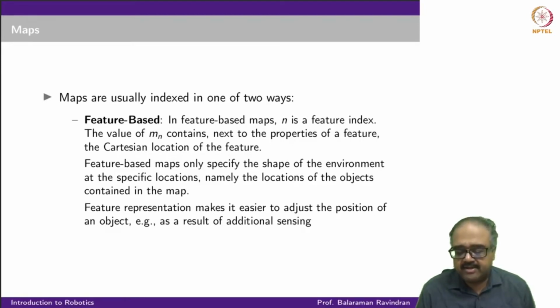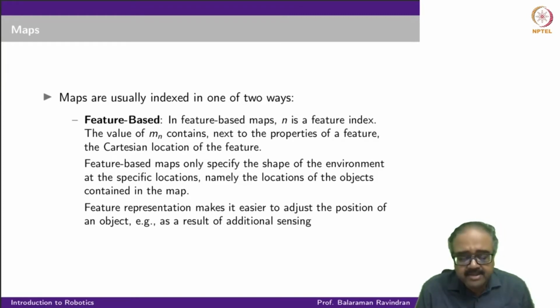So you can just say, here at this XY location, I have a feature. It could be a table, in which case I would have some dimensions of the table and so on. The feature-based maps specify the shape of the environment at specific locations, namely the locations of these objects that you have on the map. It doesn't necessarily give you a complete description of the shape of the environment where there are no objects.